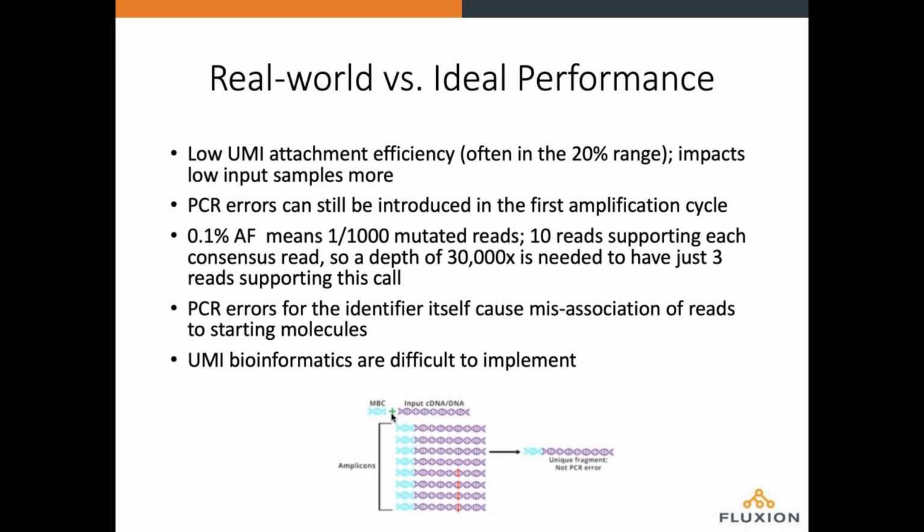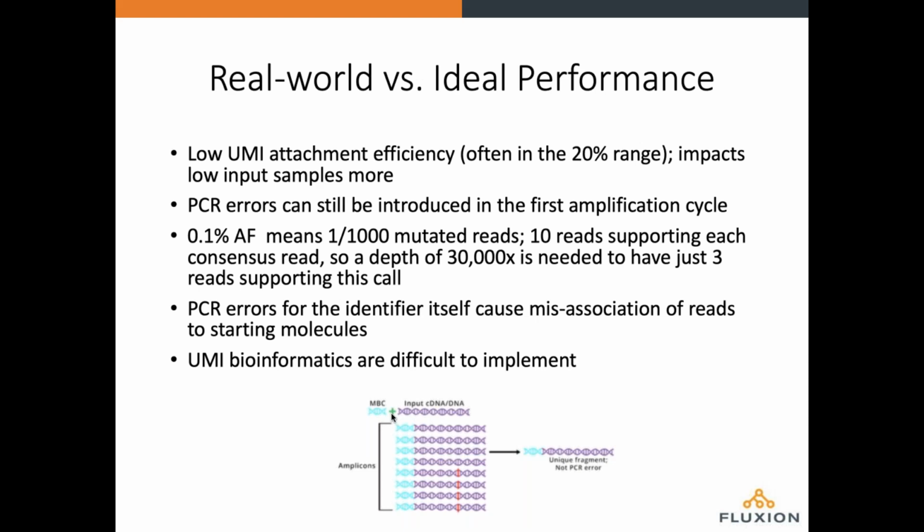If you have something like a 20% attachment efficiency, you won't have a problem in a contrived sample where you start out with a lot of copies. Let's say you have a few hundred mutated copies, then in a high background you won't have a problem. But if you have a low number of copies and you have only 20% attachment, it's really easy to lose sensitivity by just never having those mutated copies enter the reaction.